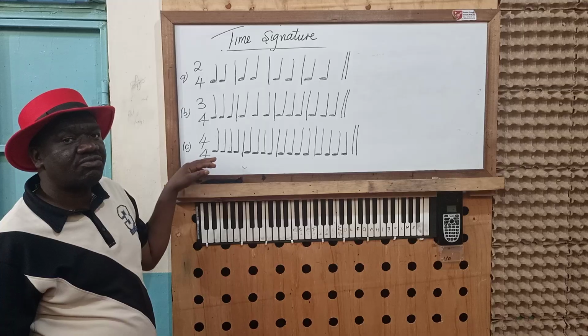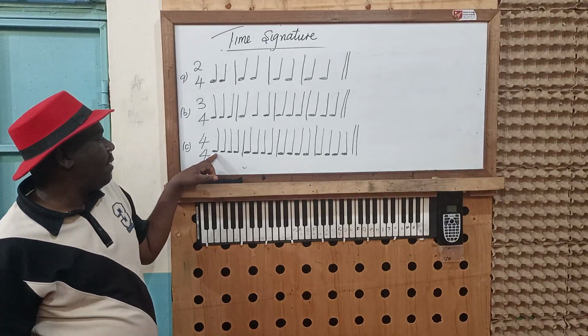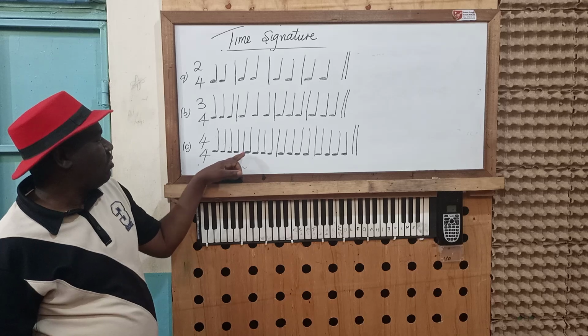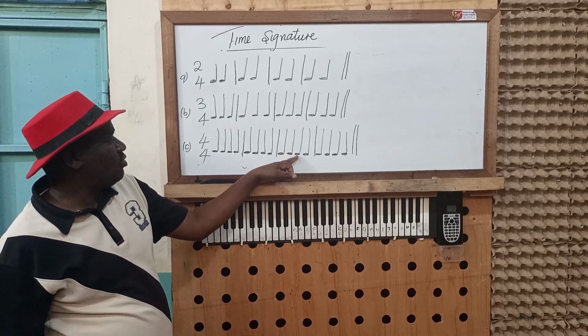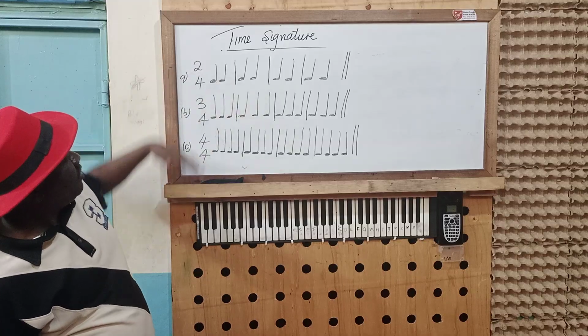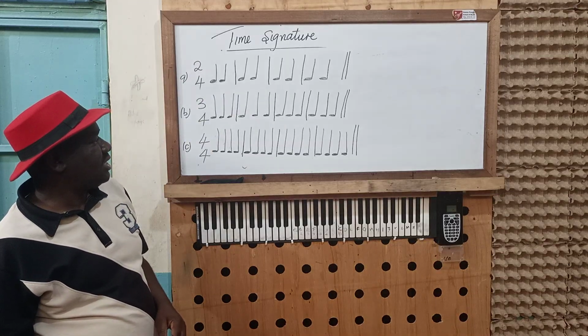Let's count the number of beats or crotchets in each bar. 1, 2, 3, 4. 1, 2, 3, 4. 1, 2, 3, 4. 1, 2, 3, 4. So that is what we mean by time signature.